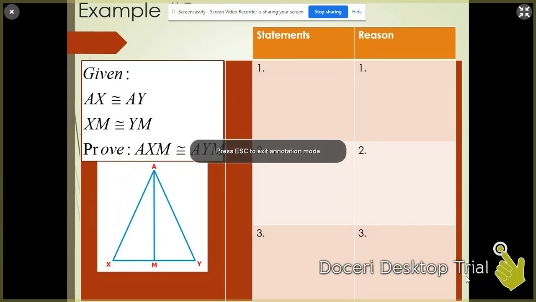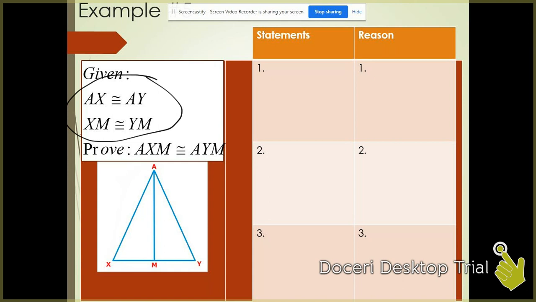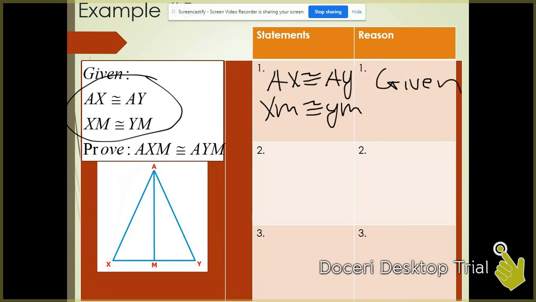Okay, just as with all of our other problems, we're going to start by writing down the given information. So this time, we have AX is congruent to AY, and then we have XM is congruent to YM. Again, that is our given information. We're going to go ahead and mark that in our diagram. So we have AX and AY, and then we have XM and YM.